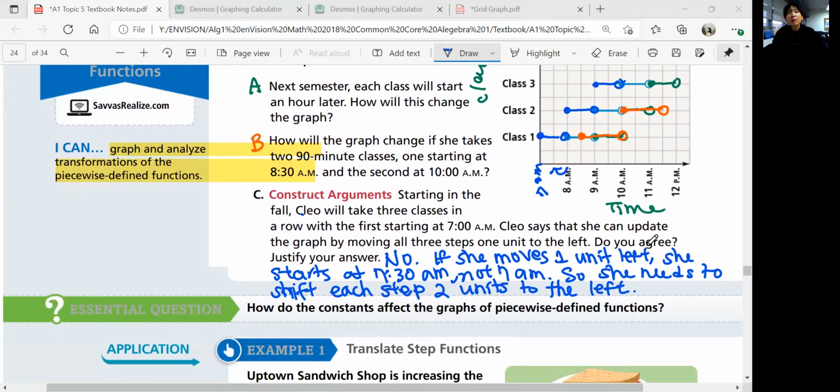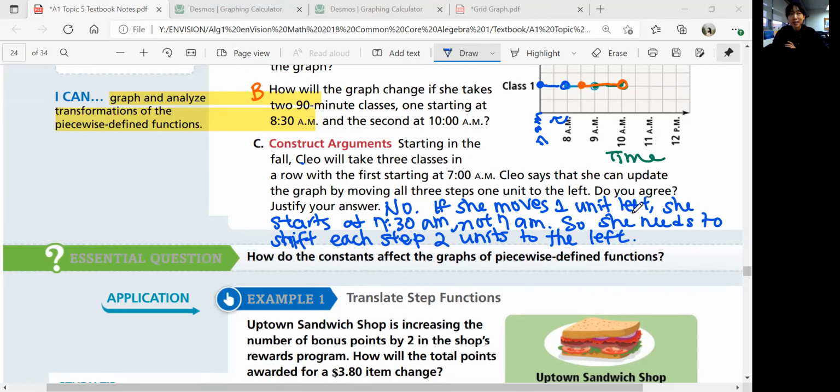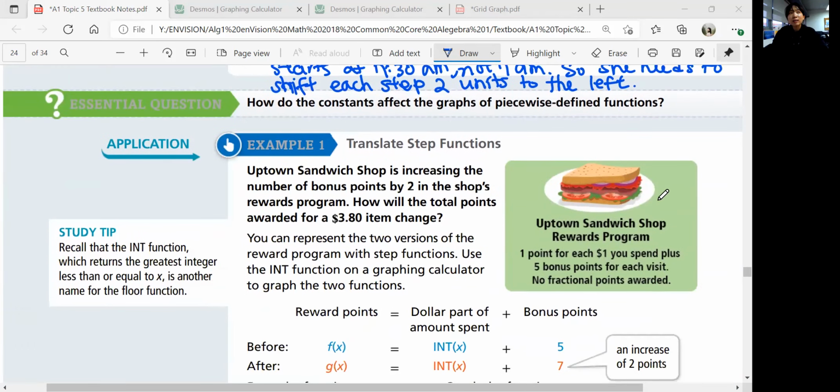So let's think about how the constants affect the graphs of piecewise defined functions. How can we use constants to move and transform piecewise defined functions would be the main idea. Example 1, translate step functions. Uptown Sandwich Shop is increasing the number of bonus points by 2 in the shop's rewards program. How will the total points awarded for a $3.80 item change?